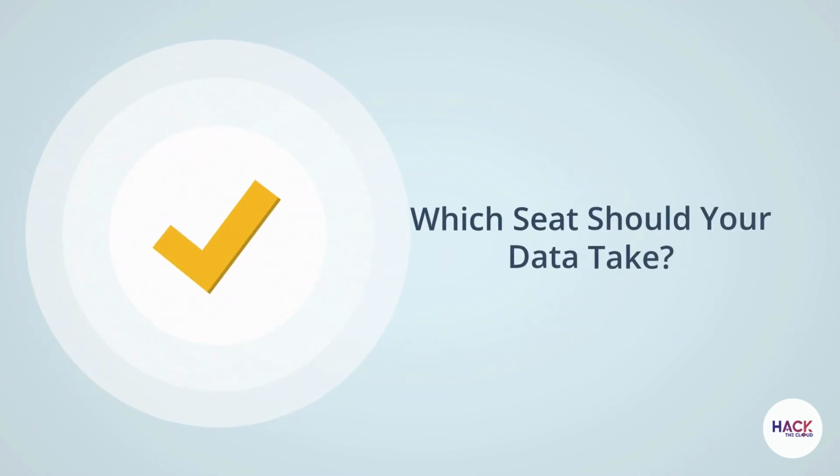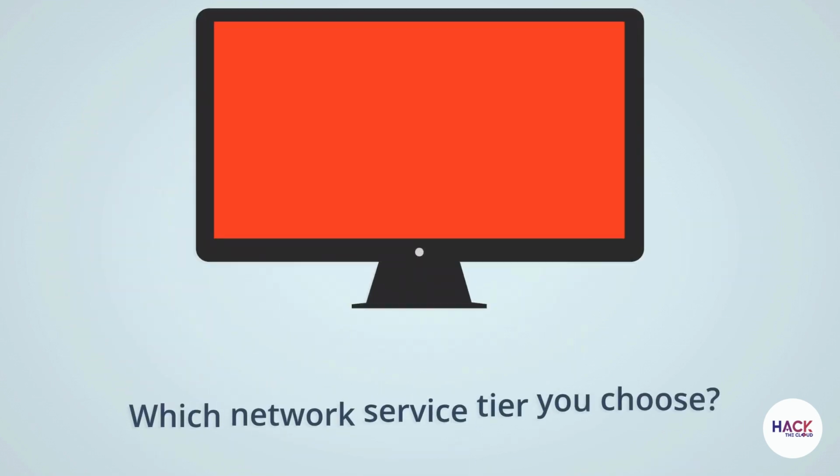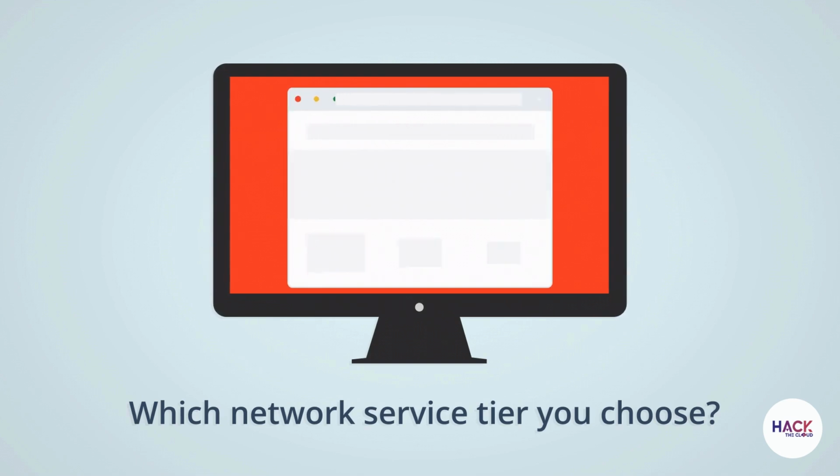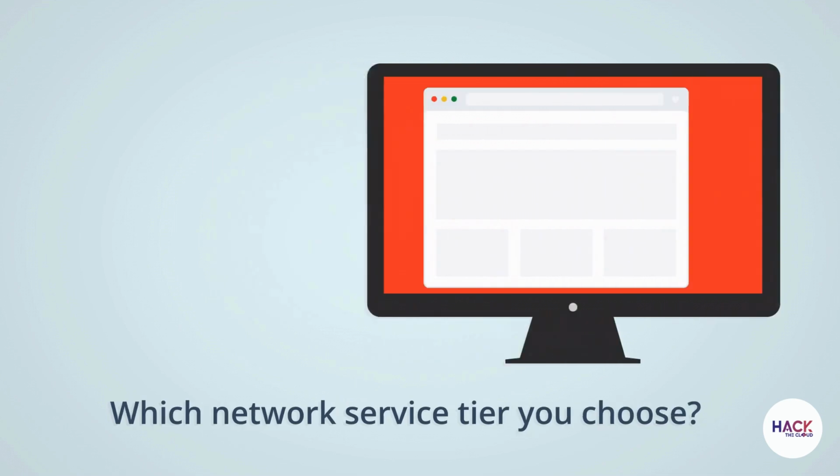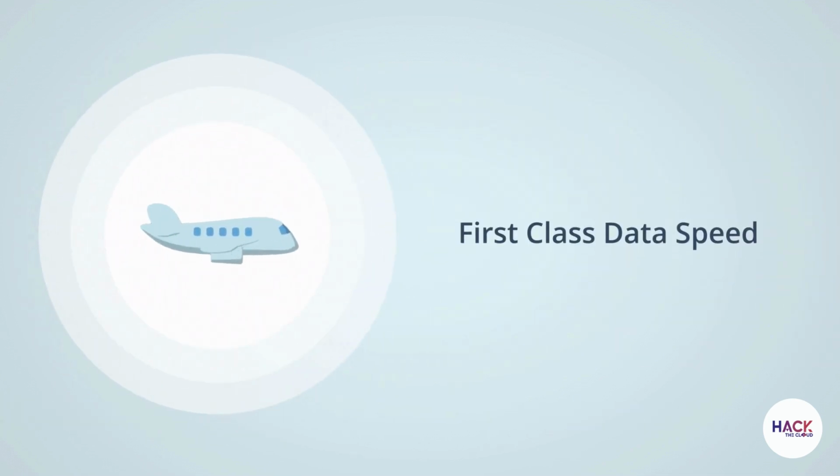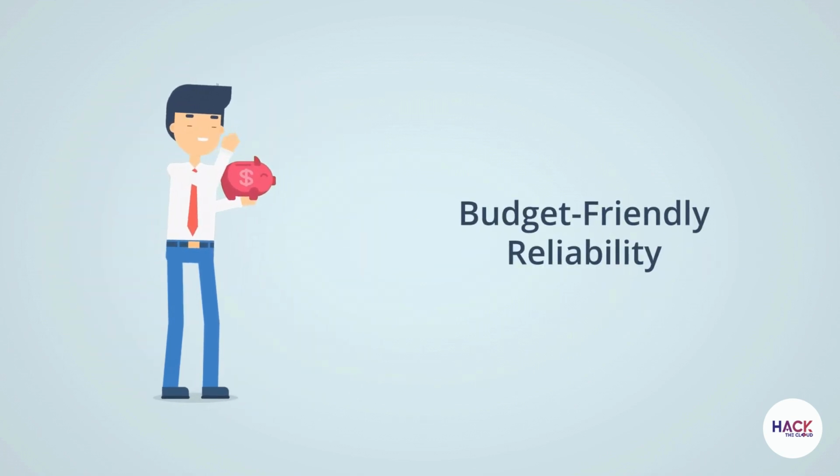Wrap up, which seat should your data take? So, which network service tier should you choose for your data? It all depends on your journey. Is it a quick trip with a need for speed? Or a leisurely cruise where your data's in no rush? Premium tier is like flying first class, fast, smooth, and a bit more expensive. Standard tier? Well, it's economy, affordable, functional, but maybe a bit slower. Either way, GCP's got you covered. And let's face it, sometimes we all need to save a little on those data plane tickets.